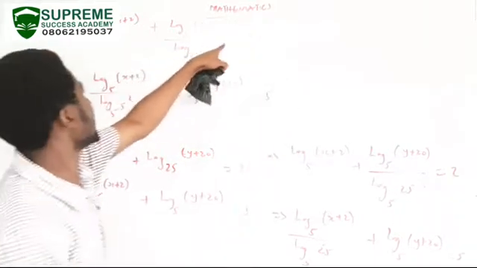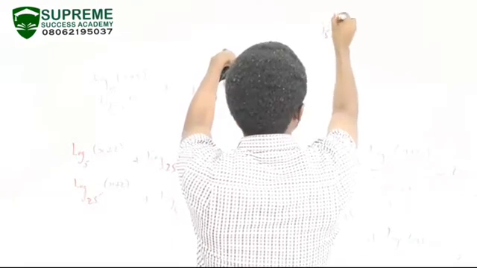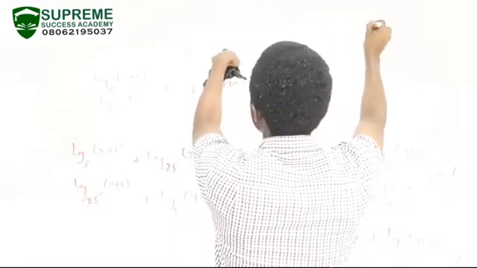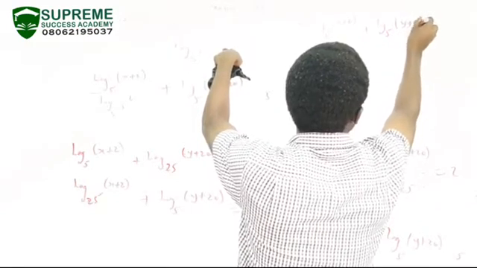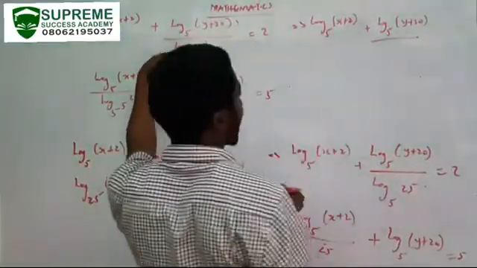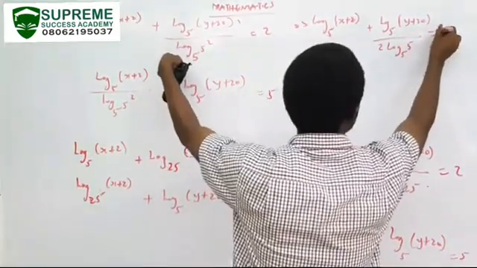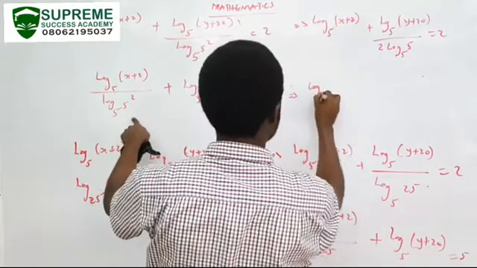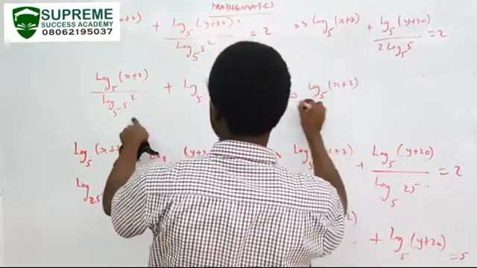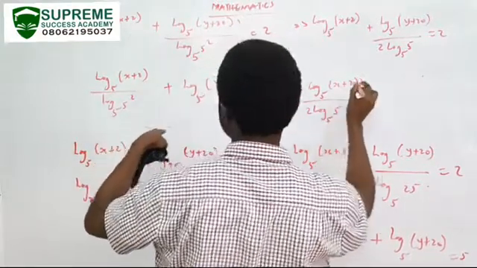What do you do here? Let me simplify this one further. This one gives us log 5 raised to the power x plus 2, then plus log 5 y plus 20, divided by, you know, these two will go back, 2 log 5, which is 2. Then this one also written in the other way: log 5 raised to the power x plus 2 divided by, these two will go back also, 2 log 5 raised to the power 5. Is that correct?